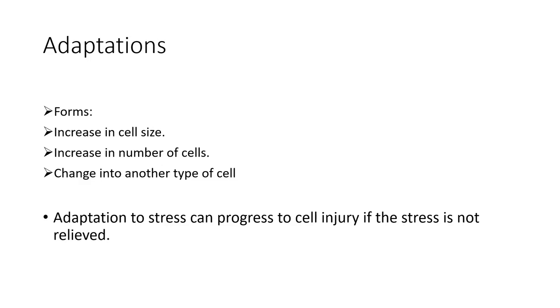So, increase in the cell size, we call it hypertrophy. Decrease in cell size, we call it atrophy. And the increase in the number of cells, we call it hyperplasia. The change from one cell type to another, we call it metaplasia. We will discuss them in detail with the causes and examples of each. Now, as I said, if adaptation to stress cannot be maintained, the cell will go into cell injury if the stress is not relieved.